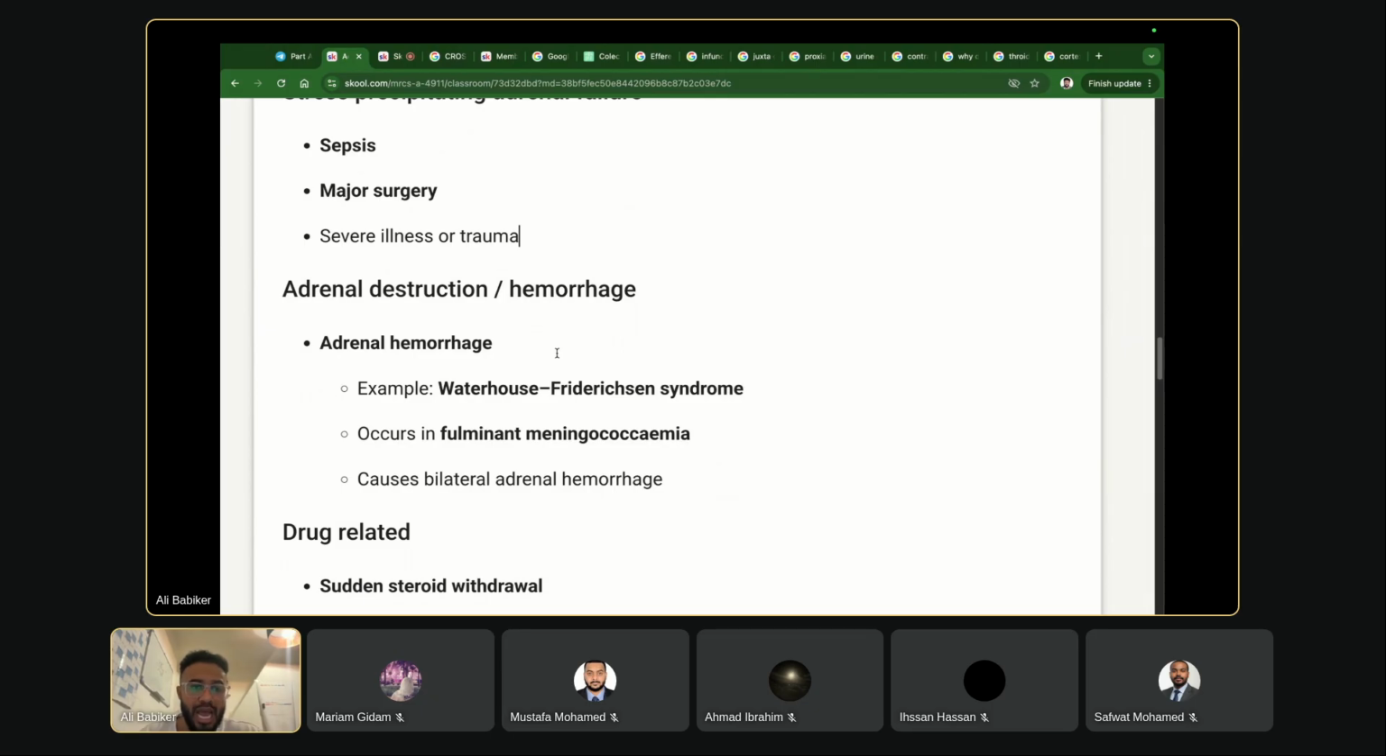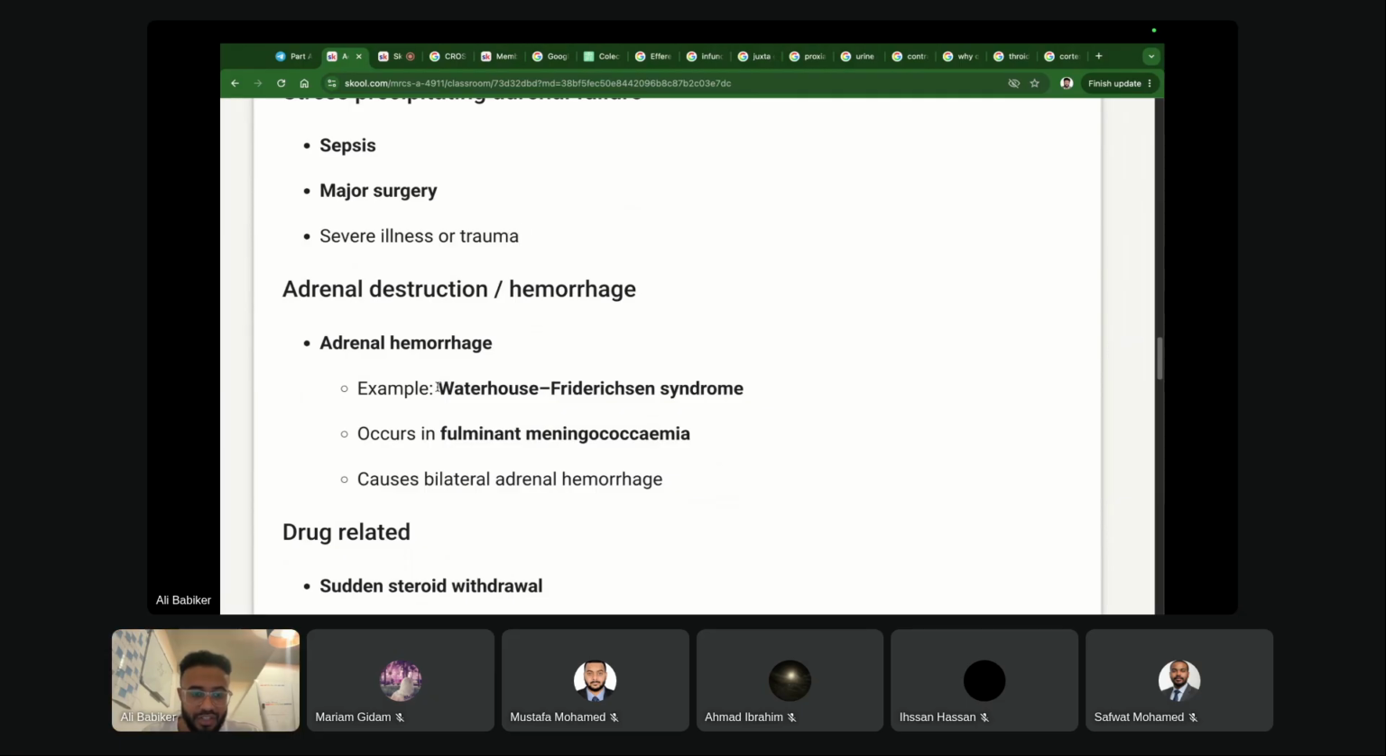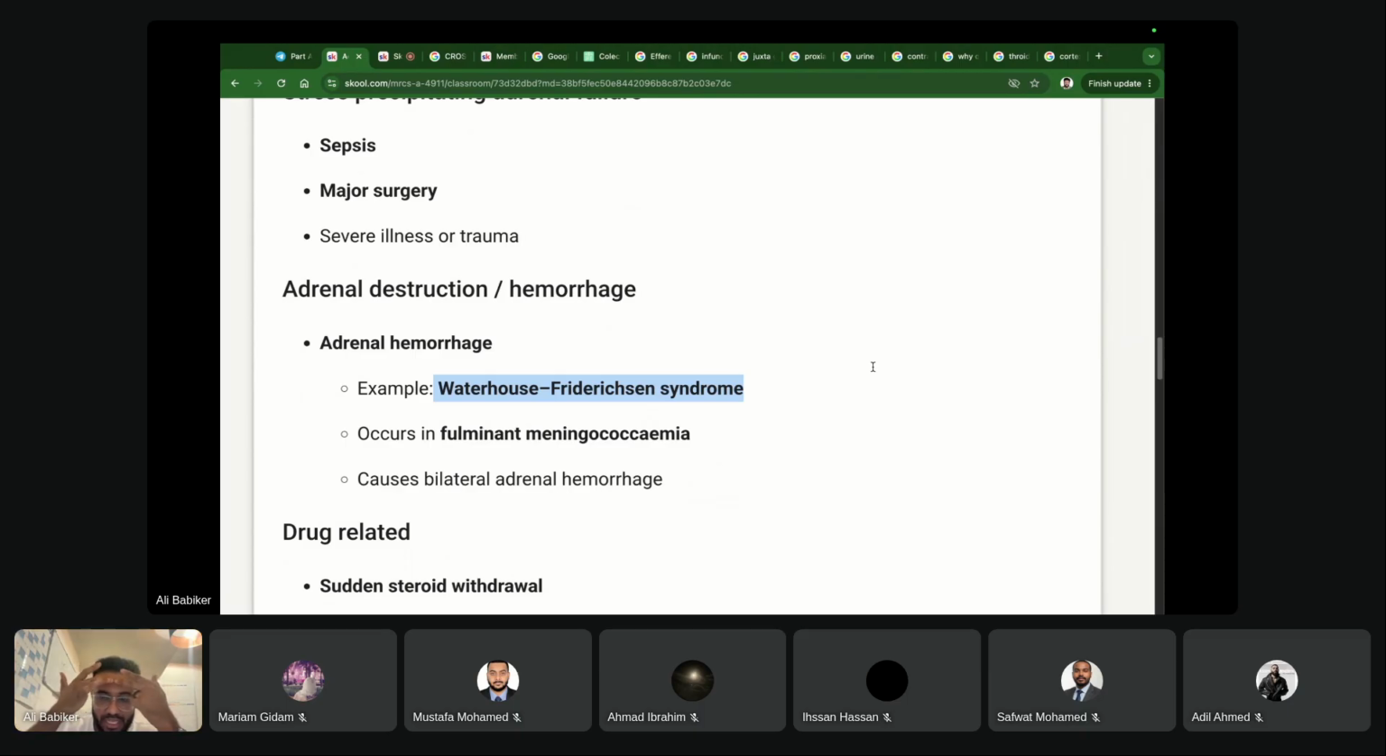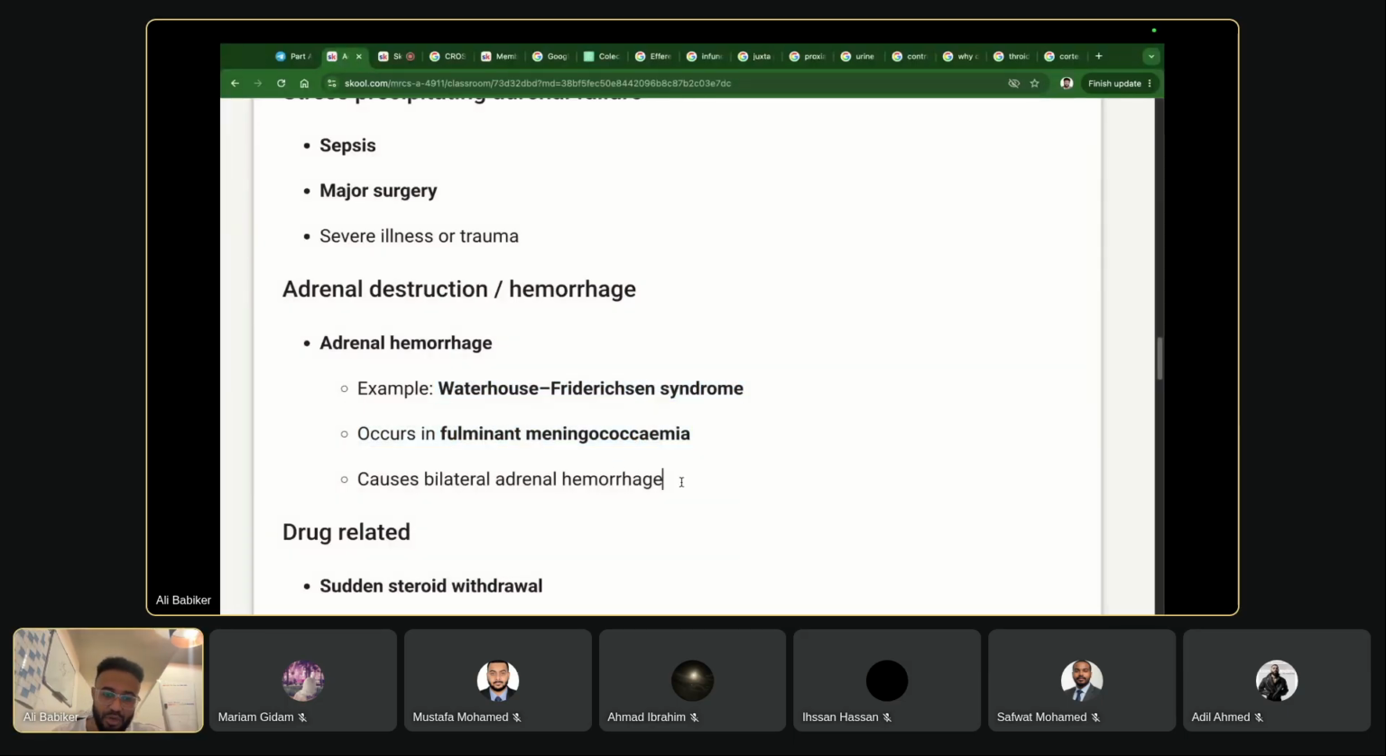Adrenal destruction or hemorrhage. Adrenal hemorrhage, for example, Waterhouse-Friderichsen syndrome. This is a very high yield syndrome. Basically, they will tell you there's a baby coming with non-blanching petechiae. He will have a skin lesion all over his body. It will be in the summer. He was in school. He has severe headache and neck stiffness. And then suddenly he collapsed. That's Waterhouse-Friderichsen syndrome. It occurs in fulminant meningococcemia, meningitis basically, and causes bilateral adrenal hemorrhage. This syndrome is very high yield.